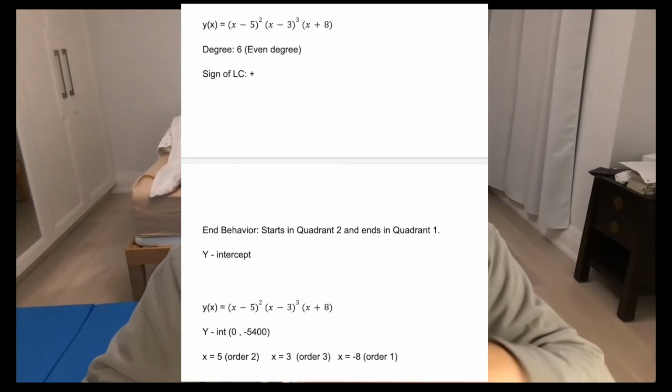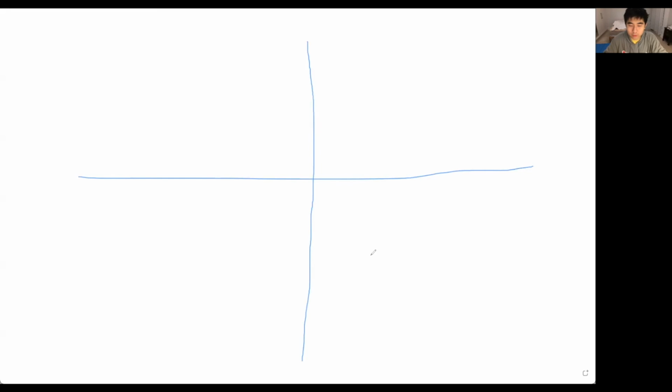Okay, so now that we have all our information, we can graph. The first thing I'm going to do is the end behavior. It starts in quadrant 2 and ends in quadrant 1. Next, I'm going to plot my y-intercept. That's at the point (0, -5,400).